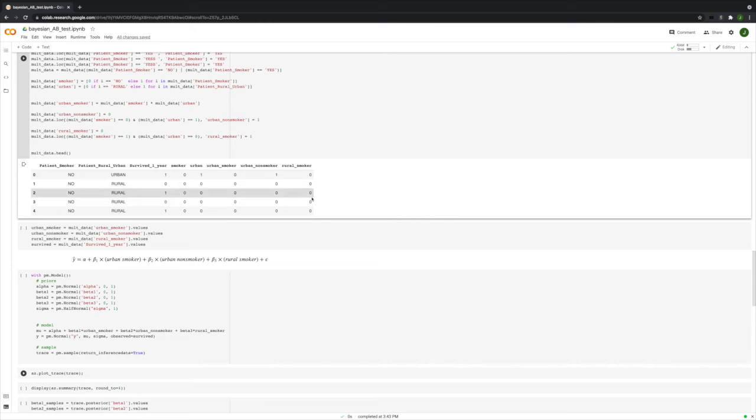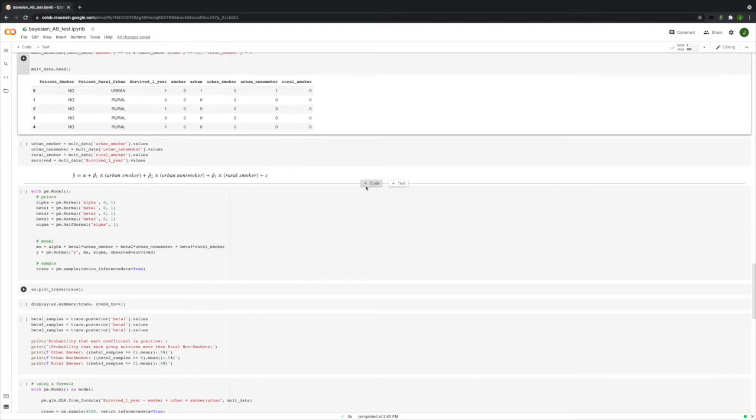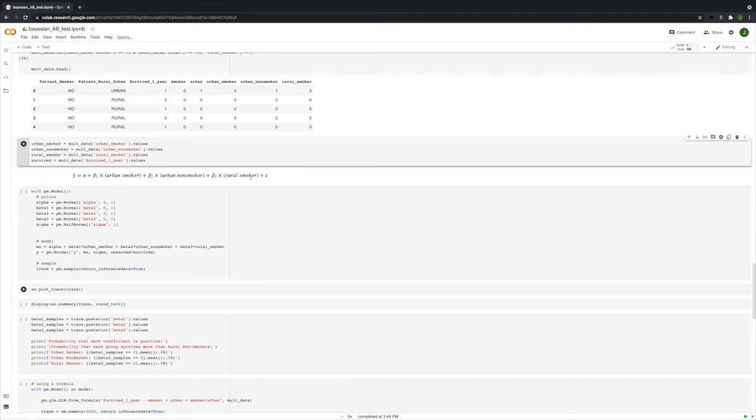And then notice we have 4 combinations but only 3 groups here, because 0, 0 takes care of the rural non-smokers. So we really only need to care about these 3 groups. If we try to put a 4th group in there, we'll have problems. This is how we're going to set this linear regression model up.